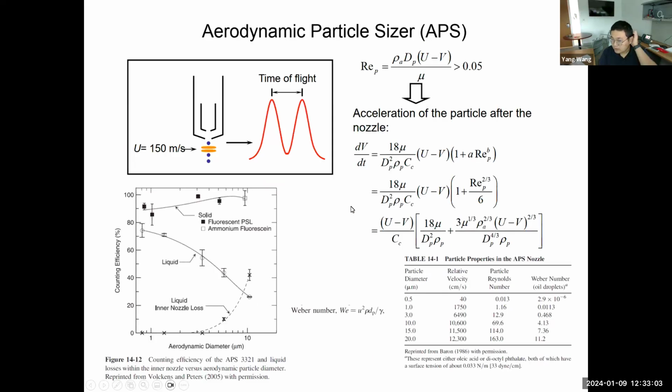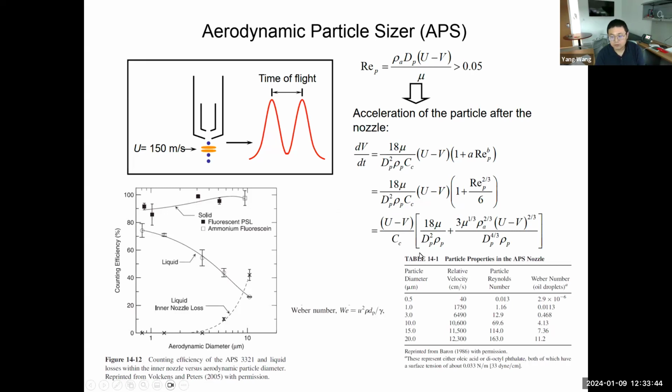If we write out the equation explaining the movement of the particle through these two lasers, you'll find that the acceleration is dependent on the drag force on the particles. At the same time, this nozzle is using a very large flow speed, close to 150 meters per second, right? Because of this large flow speed, you can generate a relatively large velocity difference between particles and the flow. So in this way, you can create a range of drag forces where you can separate the particles.